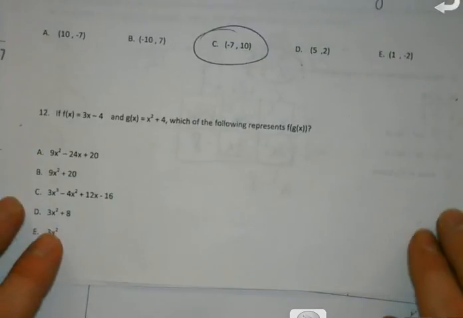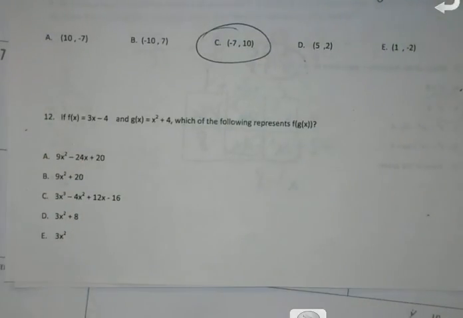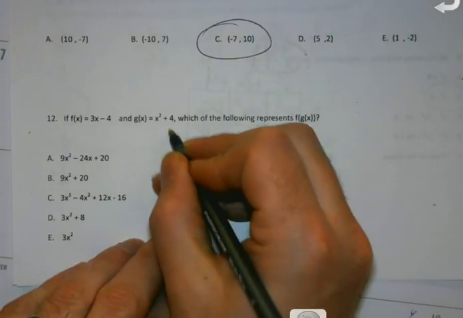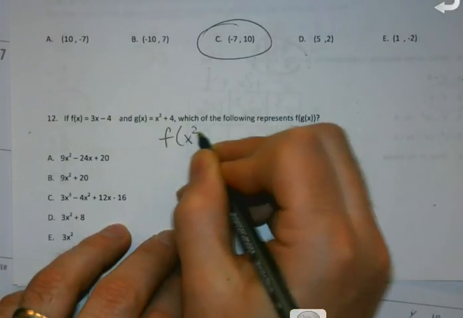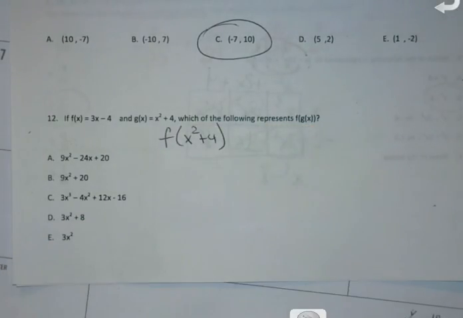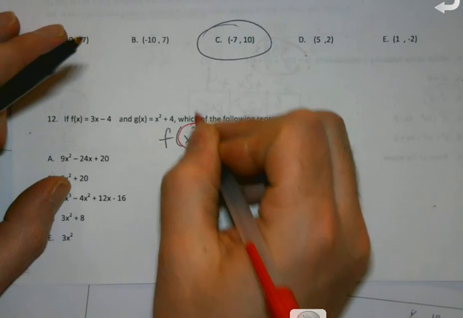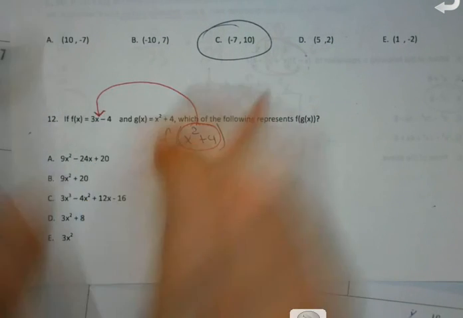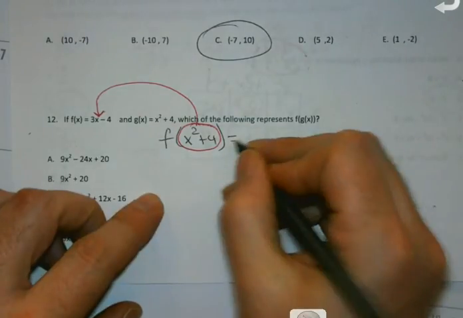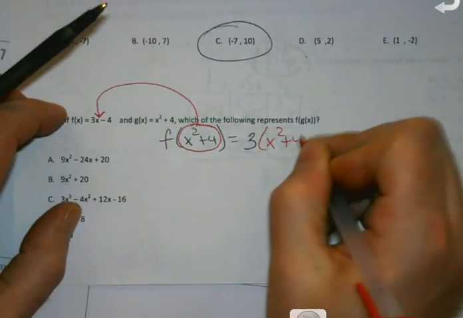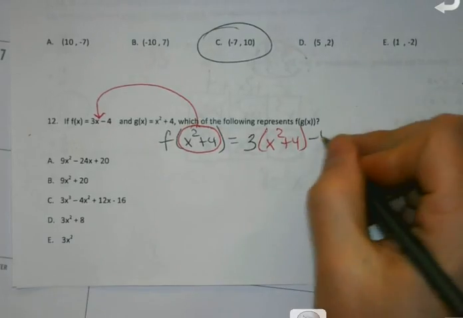Not even me. All right, if f of x is 3x minus 4 and g of x is x squared plus 4, which of the following represents f of g of x? So you're like, oh crap, here's this again. F of g of x. In other words, plug in what's in the parentheses any place you see x. So 3 times x squared plus 4, minus 4.